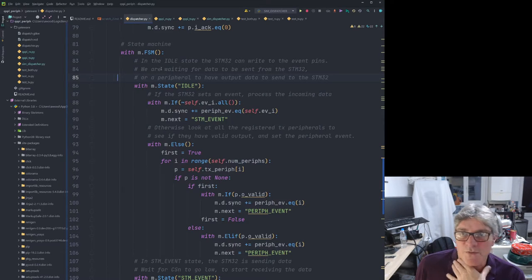In terms of the states, we've got the default state and the begin state is what's called the idle state. And there are some notes here. In the idle state, the STM32 can write to the event pins. We are waiting for data to be sent from the STM32, or for a peripheral to have output data to send to the STM32. So that's why it's idle. It's not doing anything at this point, or it may be in between packets, so to speak.